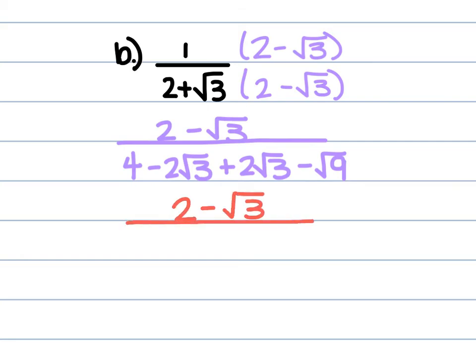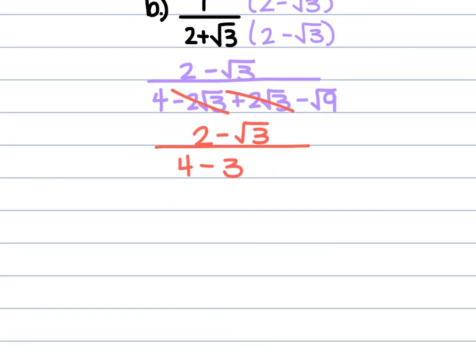The bottom, the negative 2 square root 3 plus 2 square root 3 cancels out. So we're just going to have 4 minus 3 because the square root of 9 is 3. 4 minus 3 is 1, and anything over 1 is itself. So our answer is just 2 minus the square root of 3.